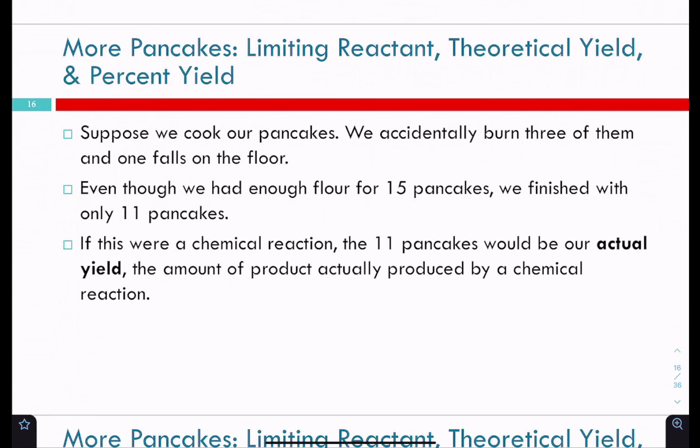Most of the time in chemistry, it has more to do with other factors in a chemical reaction that determine your yield. Sometimes it is operator error or chemist error, making mistakes. I've personally been there. So 11 pancakes would be our actual yield.